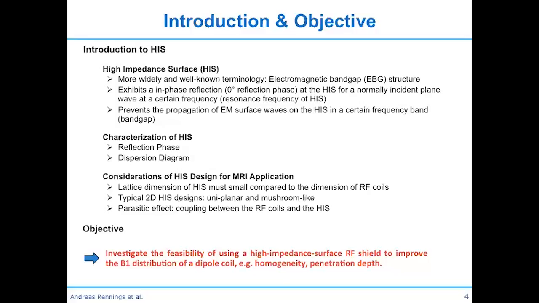The objective of this DFG project was to investigate the feasibility of this high impedance surface as a shield behind a dipole coil and also behind a loop coil to improve the homogeneity, the B1 homogeneity, and also the penetration depth.